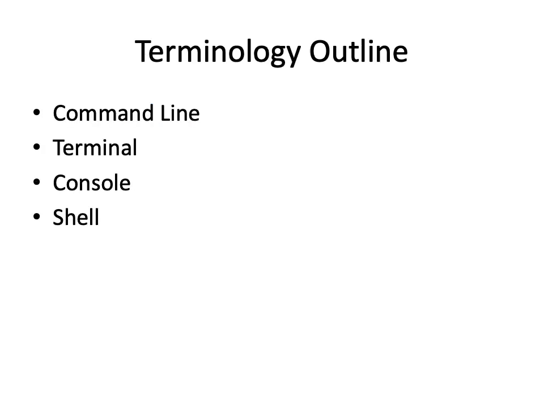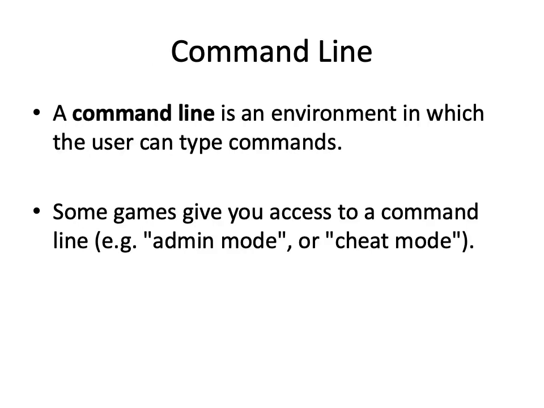So what we'll be talking about today is the command line, the terminal, the console, and the shell. What do these different things mean? The command line is an environment in which the user can type commands. And that's not limited to just, say, a window with white text and a black background, the stereotypical command line that you think of when you think of computer programmers. It can be for a lot of other things.